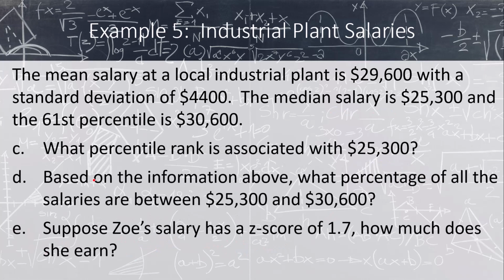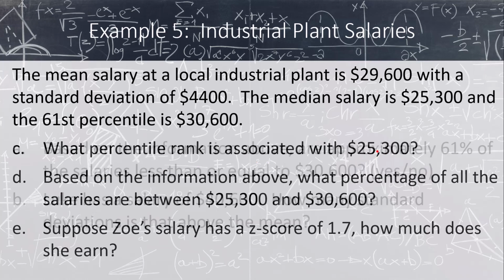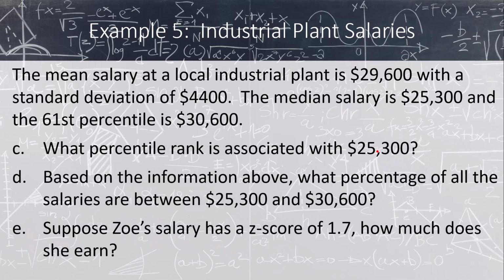Okay. What is the percentile rank associated with 25,300? I think I actually already answered that question over there. It's the median salary. The percentile rank is 50. So this would be the 50th percentile. So we could either just say P50 or 50th. You actually will see this in Hawks. I think it'll be a yes or no question as far as that's concerned.